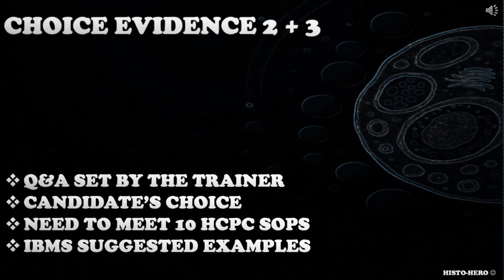So now that we have finished with the mandatory evidence, let's have a look at the choice evidence 2 and 3, which are candidates' choice evidence and Q&A set by the trainer. They both together have to meet 10 HCPC standards. And if you download the module descriptors for the registration portfolio from the IBMS website, you will find some example evidence suggested by the IBMS, which is very handy.